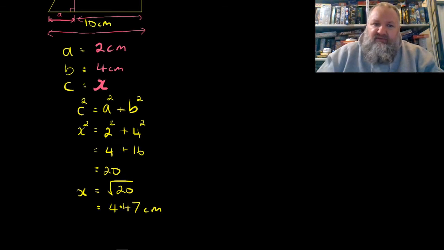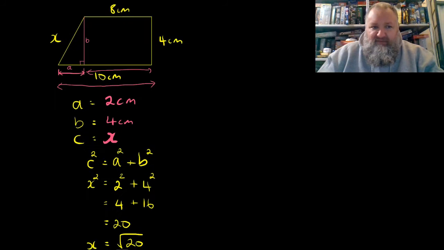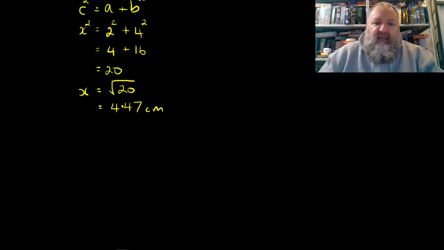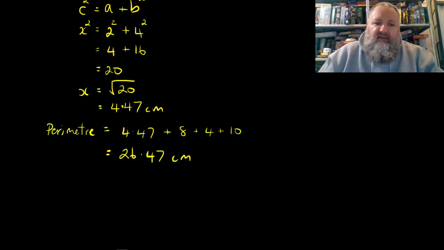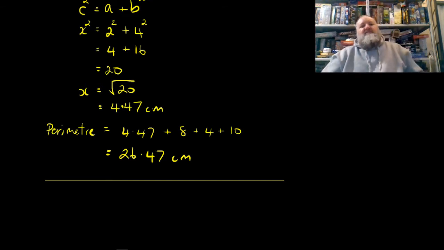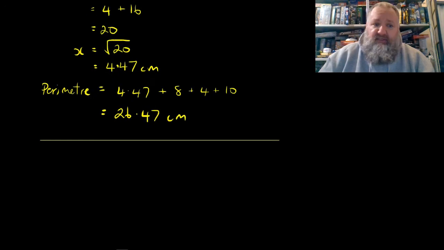What was the question I was being asked? Find the perimeter. So now I have a value for that x. All I need to do is just add those sides together and I'll have my perimeter value. Done. Okay, so this is really about thinking about where you can apply Pythagoras, trying to find situations where you can use it because it's pretty useful.